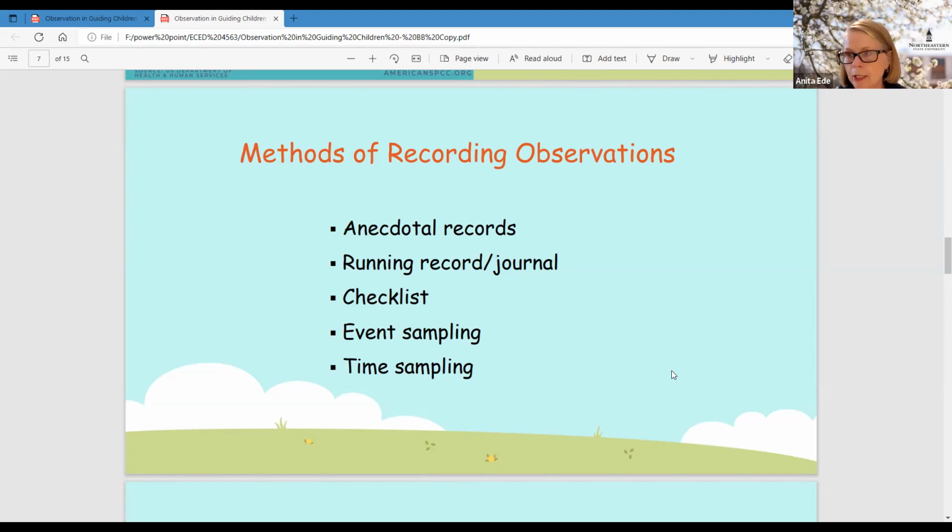Time sampling is very similar, because time sampling is done over a series of days. Say, for instance, you always have an issue at 10:30. Well, gosh, why do you always have an issue at 10:30 in your classroom? So that's when you start taking some notes on what is happening right before 10:30 every day and right after 10:30. And then maybe that'll give you a clearer picture.